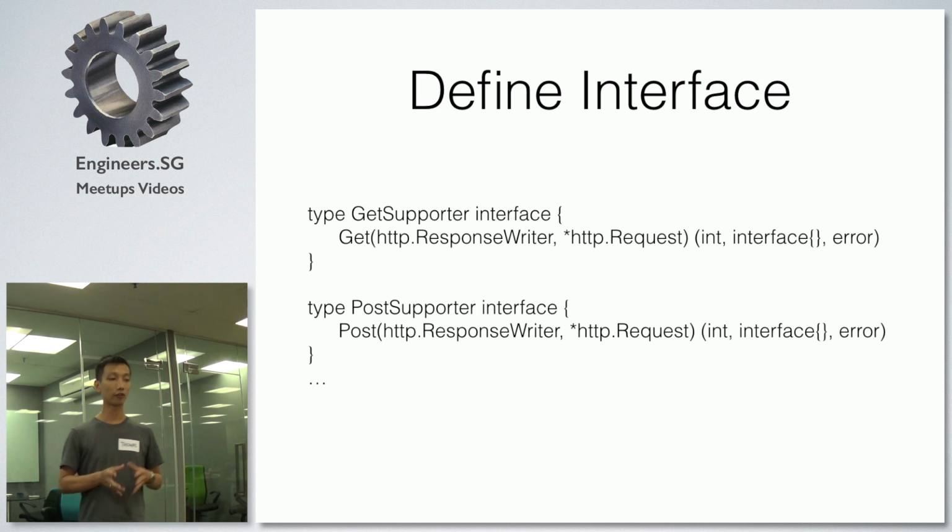Okay, so for now I define a few interfaces here. For example, GetSupporter and PostSupporter, which are very small interfaces where you have the Get method and the Post method, and you can define most other things here. For example, HeadSupporter, PostSupporter, and DeleteSupporter. It depends on your request type, and it just takes two parameters, the writer and the request, and it also produces something like the response code. For example, is it a success like 200, or an error like 404 or something. The interface here is some kind of response that you can serialize with JSON, and an error for the case where some error happens.